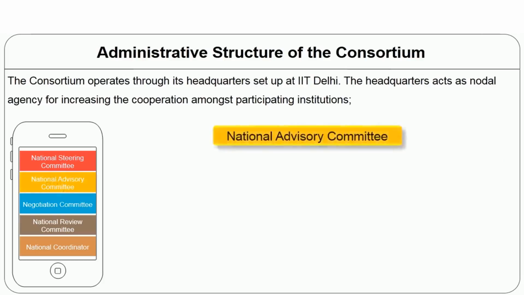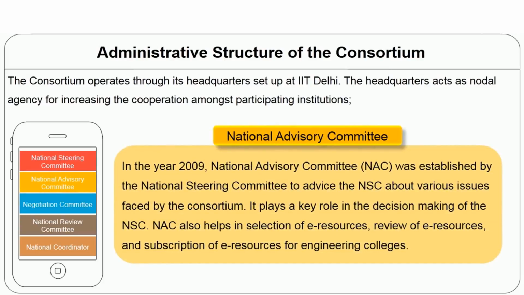The second committee is the National Advisory Committee. In the year 2009, the National Advisory Committee was established by the National Steering Committee to advise the National Steering Committee about various issues faced by the consortium. It plays a key role in decision making of the NSC, that is the National Steering Committee. The National Advisory Committee also helps in selection of e-resources, review of e-resources, and subscription of e-resources for engineering colleges.